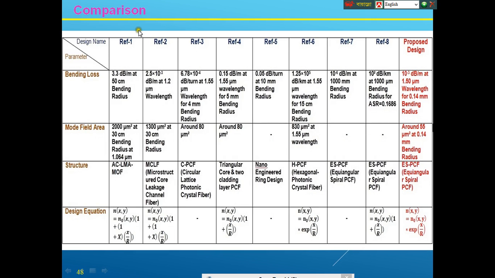Here we can see a comparison of previous works and our proposed design. We can see different bending loss, mode field area, structure, and design equation. In reference one, we can see huge bending loss and a high mode field area, and they have used a large mode area optical fiber, and the same in reference two. And our proposed design.